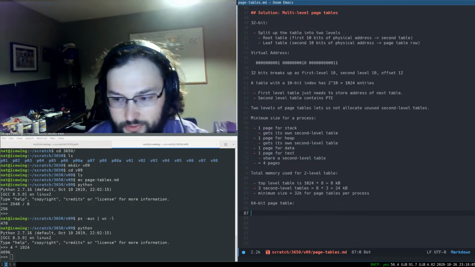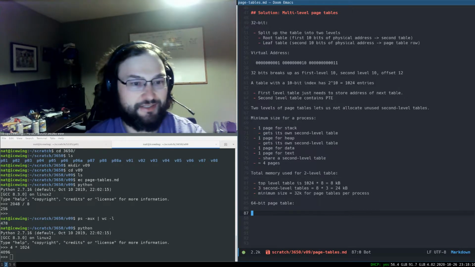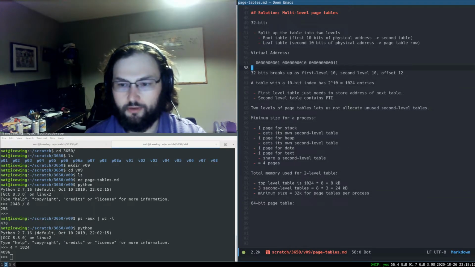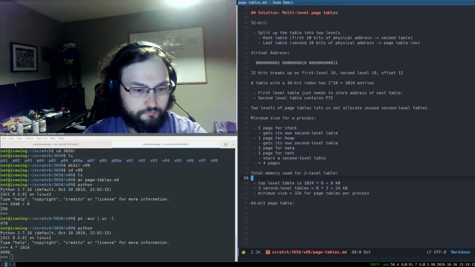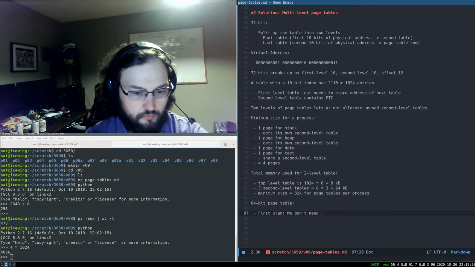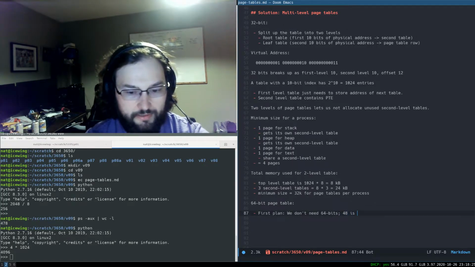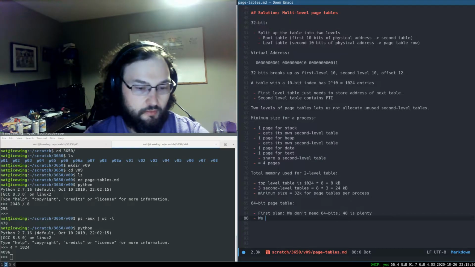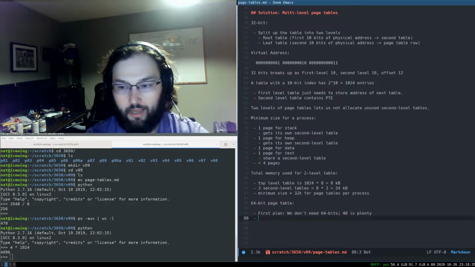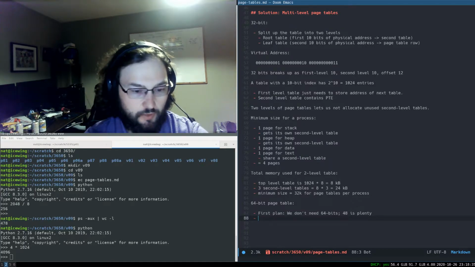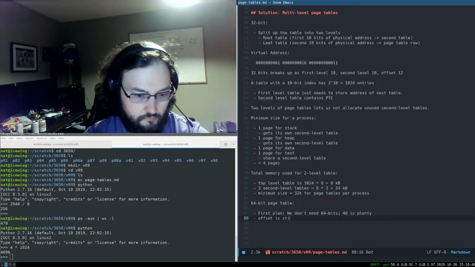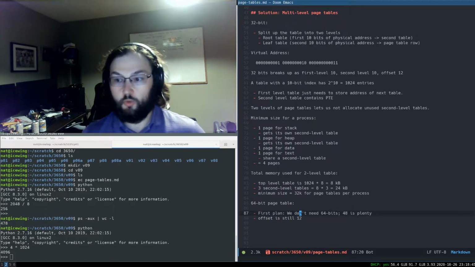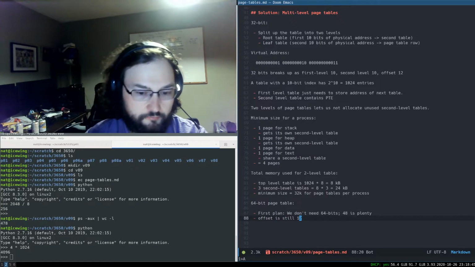Alright, now that you've paused, what they actually did, so AMD is sitting and staring at this architecture that Intel came up with, and they're trying to figure out how we're going to make it work. AMD decided we don't need 64 bits. 48 is plenty. Once they had 48, they had the next choice. So 48 minus 12. Offset is still 12 bits because the pages are still 4K.